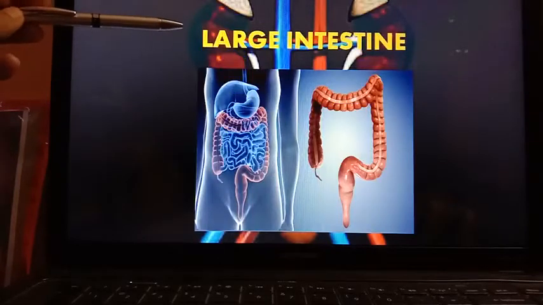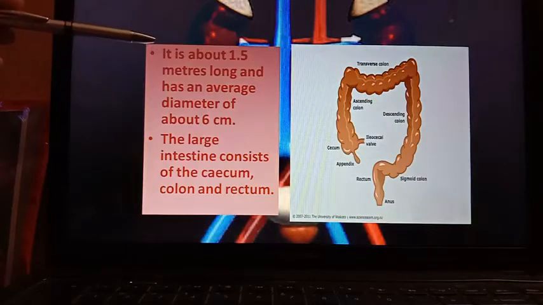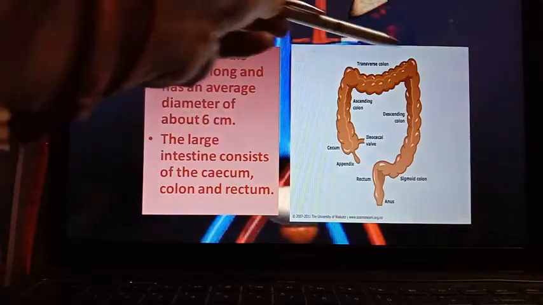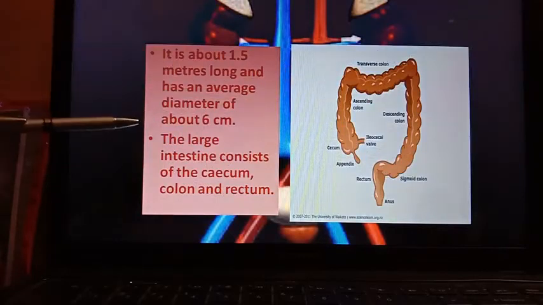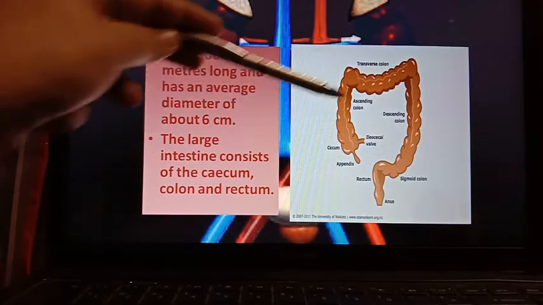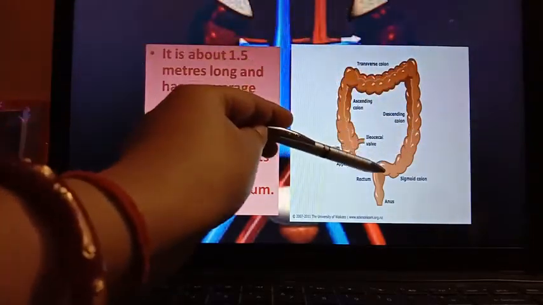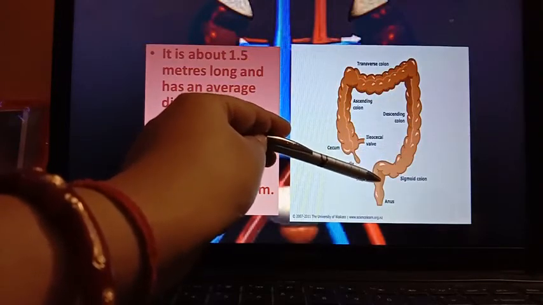Next accessory excretory organ is the large intestine. It is about 1.5 meters long and has an average diameter of about 6 centimeters. You can see the diagram of the large intestine. The large intestine consists of the cecum, colon and rectum. Three parts are there. Here the cecum, this long part is known as the colon, and this last small part is known as the rectum.